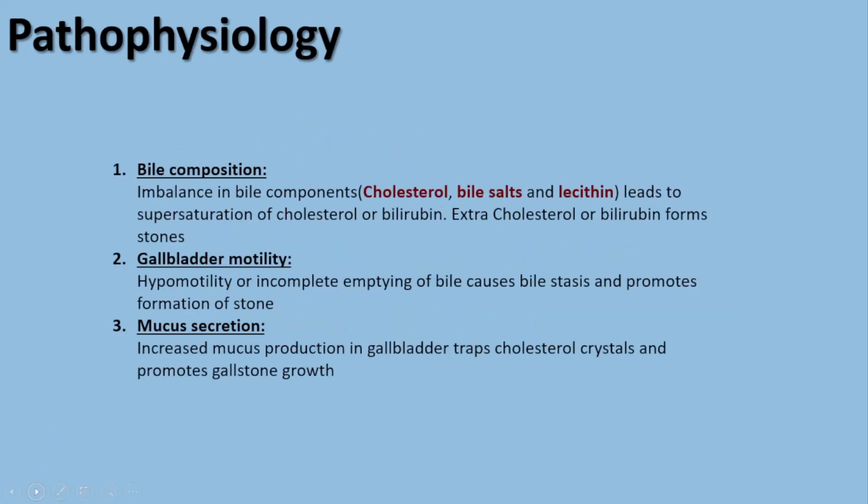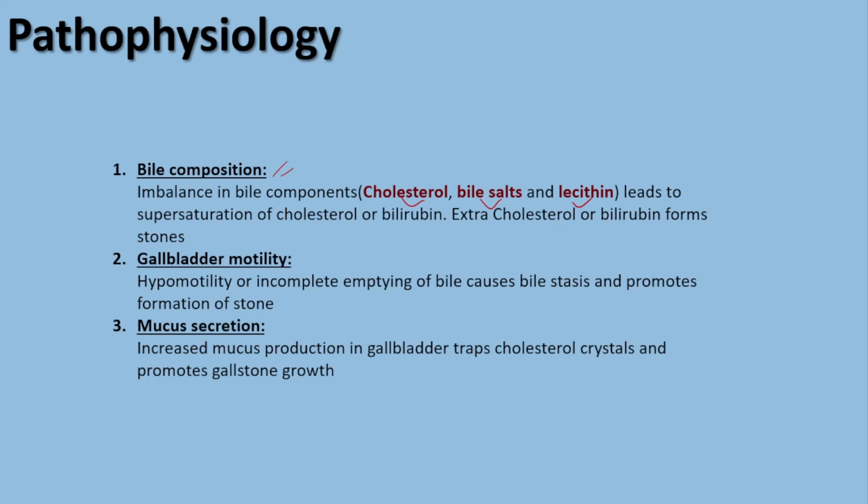So what is the pathophysiology involved in case of gallstones? First of all, the bile composition, as we talked about before. The imbalance between production of cholesterol, bile salts and lecithin leads to formation of gallstones due to increased bilirubin or increased cholesterol. So extra cholesterol or extra bilirubin forms a stone.